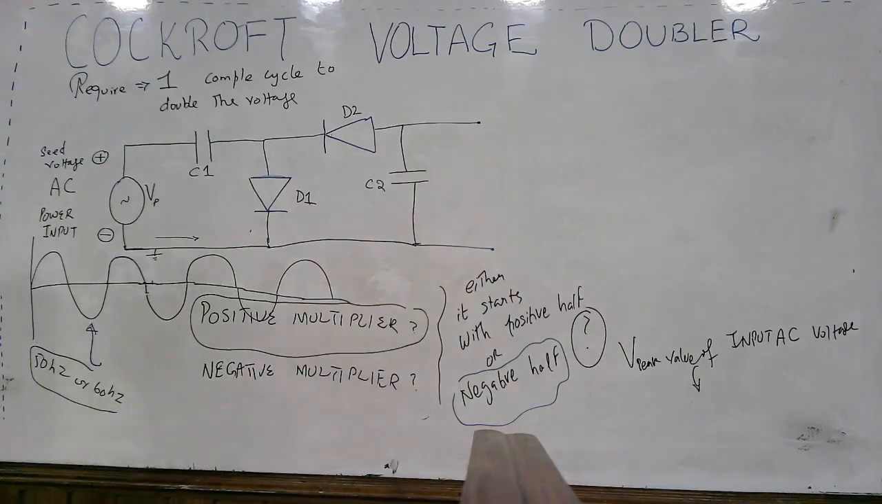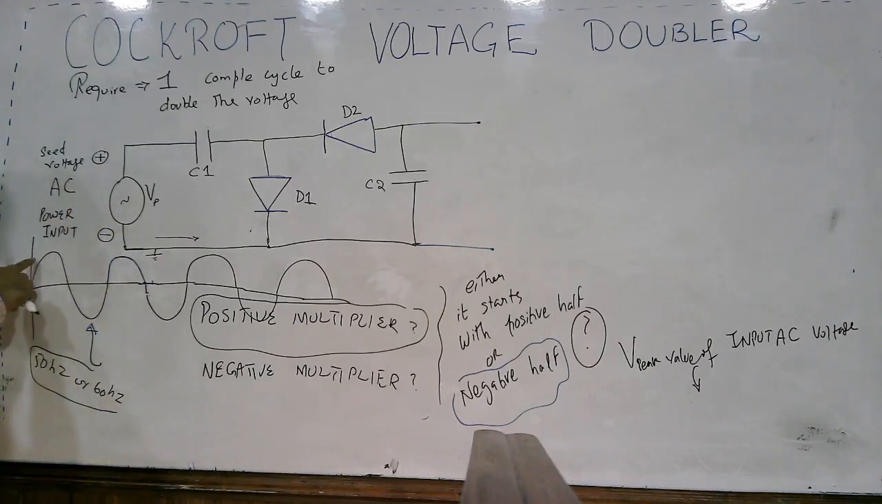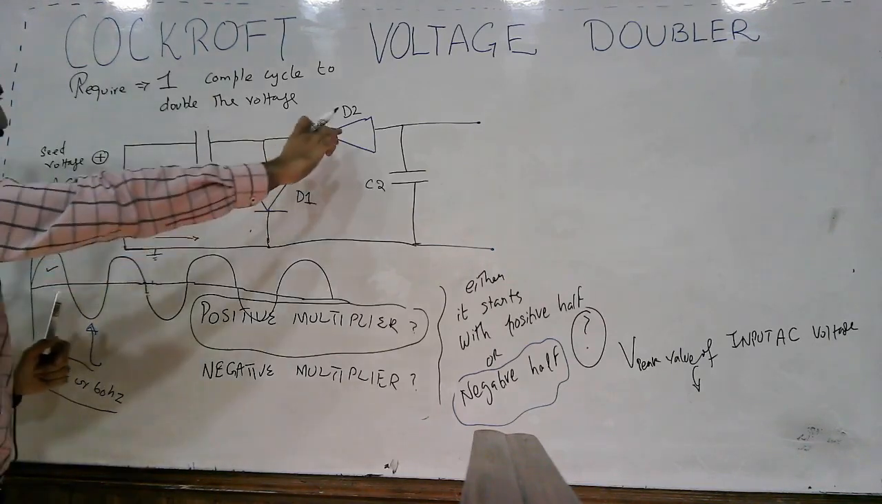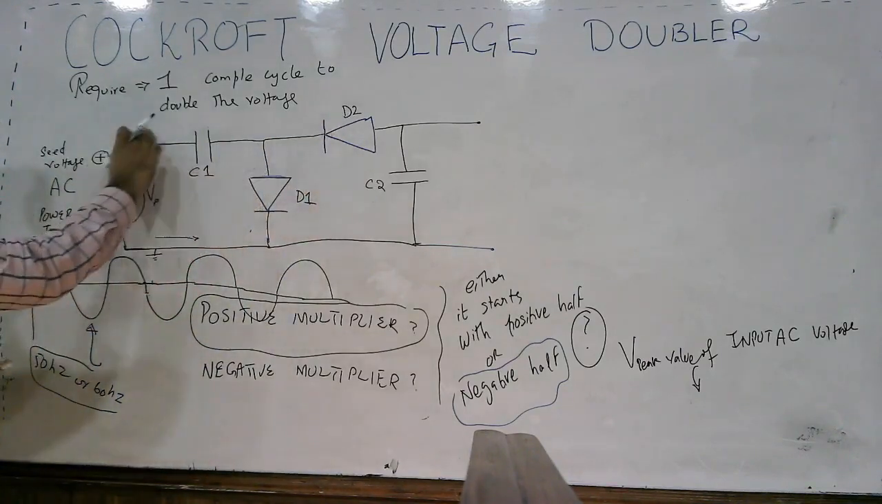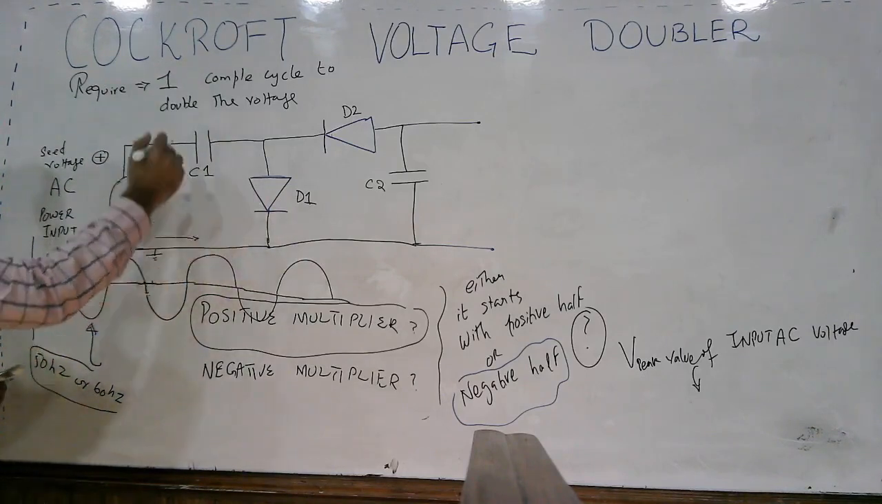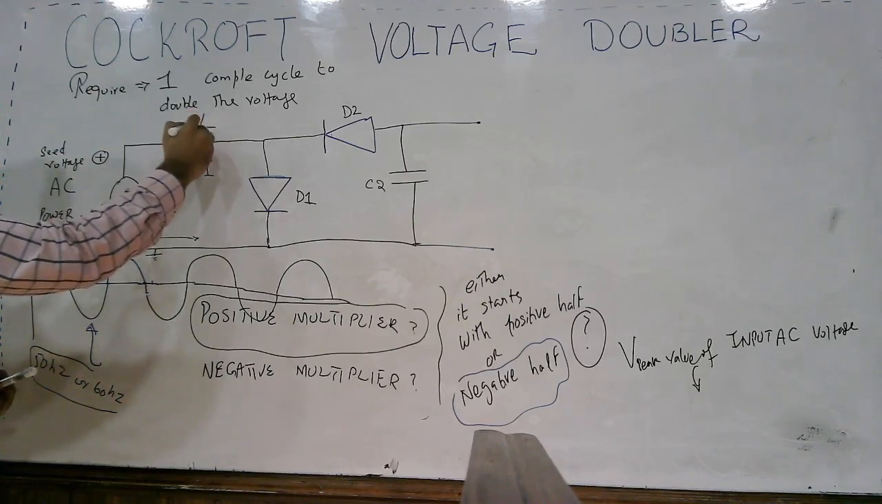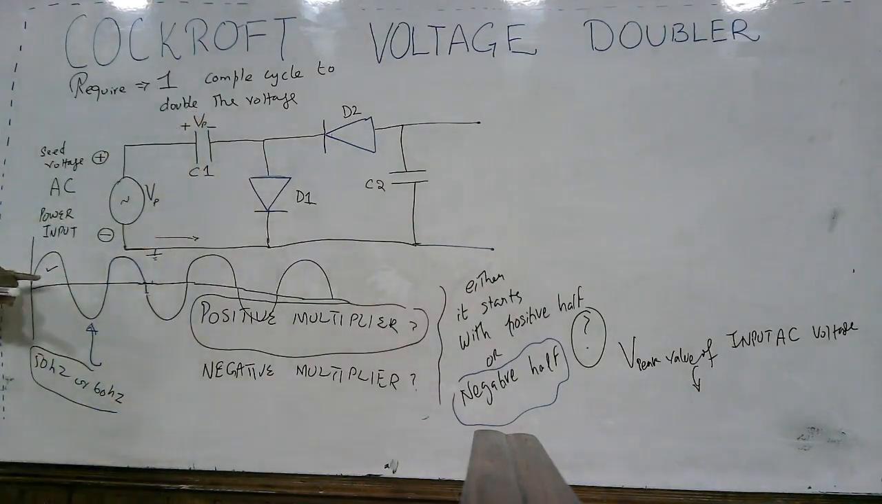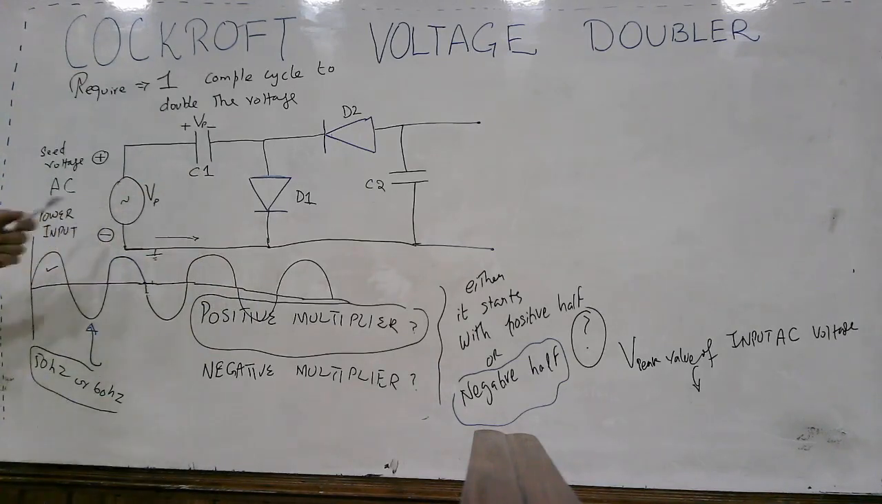Now see what happens. When at the input side you are having the positive half, what happens during the positive half? This diode D2 will not conduct, but this diode D1 will conduct. And what will be the charge stored on capacitor C1? It will be plus minus Vp. So during the positive half, capacitor C1 is charged to the peak value of the input voltage.